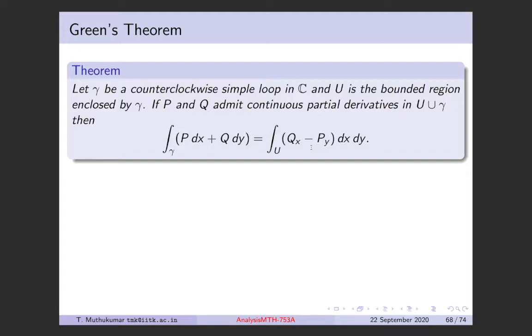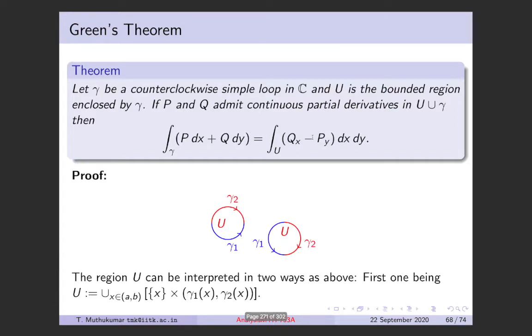So what is the proof of this? For this we need to understand the bounded region U. For simplicity, I take a curve like this circle. The circle is our loop gamma, let's say, and U is the region bounded by gamma.